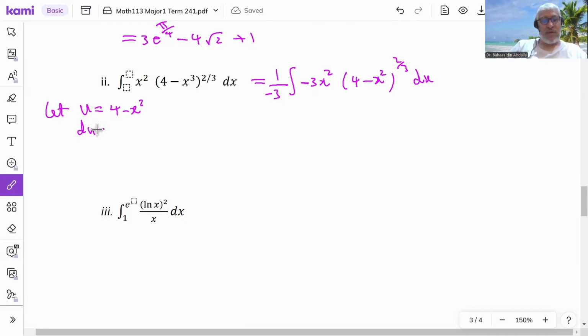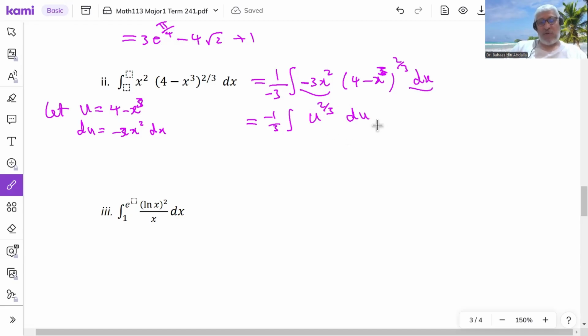And du would be, the derivative of 4 is 0. So it would be negative, this is x cubed, sorry. This is x cubed. So it would be negative 3x squared. That's the derivative, dx. So now this integral can be changed to negative 1 over 3 is there. And negative 3x squared multiplied by dx is just du, and usually we write it to the right. And 4 minus x cubed is u, and I have the power.